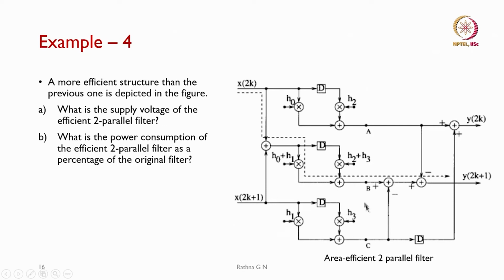So, by doing little modification to the previous structure, what we will be getting is output is going to remain y2 of k and y2 of k plus 1. So, one of the assignment for you is what will be the output at here junction A and then junction B, what you have to calculate as well as at C. So, we call this as area efficient 2 parallel multiplier. So, you have to count how many adders and how many multipliers are present in this case.